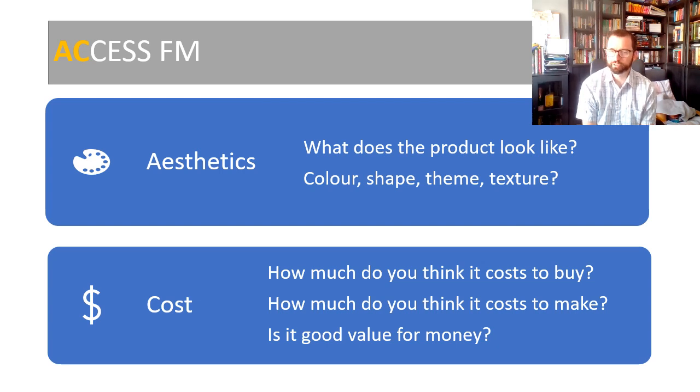So aesthetics. What does the product look like? What shape is it? Color, theme, textures? Just answer that in a couple of sentences. Cost. How much do you think it costs to buy? How much do you think it costs to make? Is it good value for money? What I don't want you to do here is write the following for cost: £5, £10, yes.